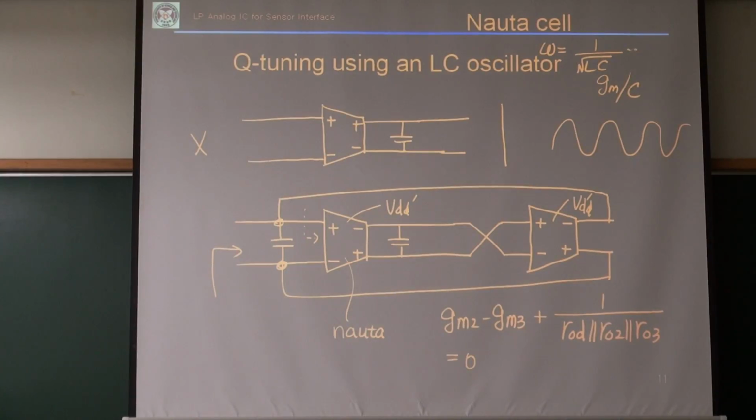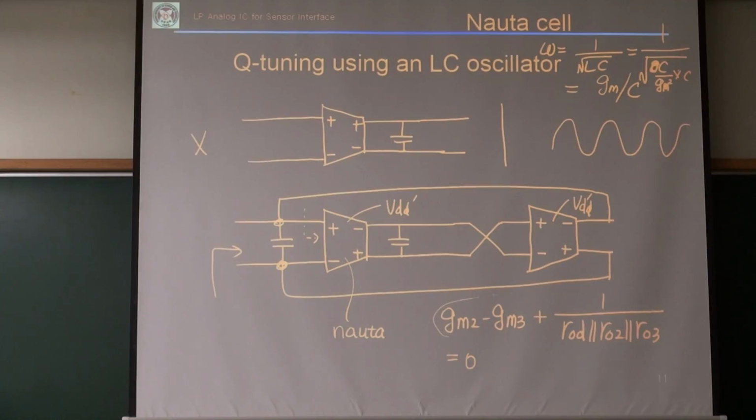Okay, this inductor is only GM, C over GM square, right? Times, let's see. This is a C, right? Oh, yeah. Okay, so my oscillation frequency will be GM over C, right? Okay.